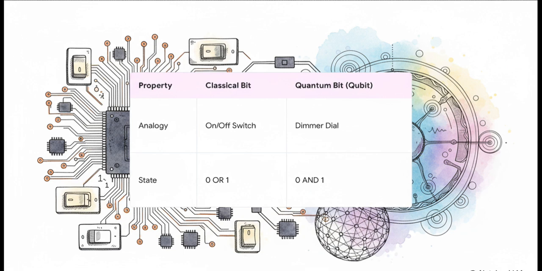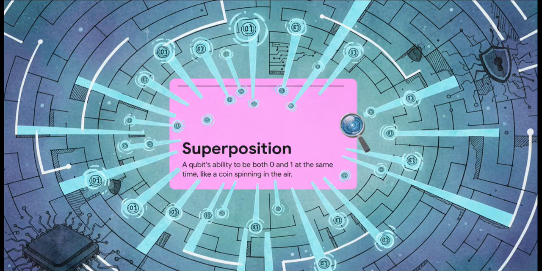But a qubit, which is the heart of a quantum computer, it's more like a dimmer dial. It can be both 1 and 0 at the very same time. And that property, that's called superposition, and it is the absolute game changer. It means a quantum computer can explore all the possible answers to a problem at the same time. It's not trying one key at a time, it's trying every key in the universe all at once.